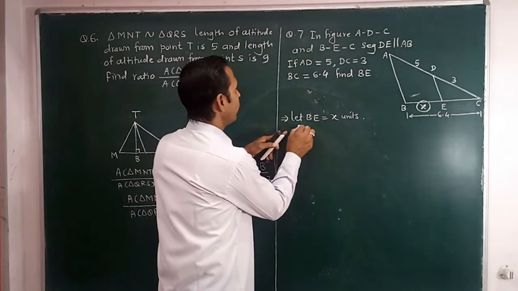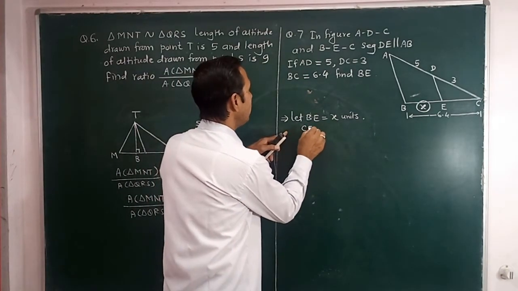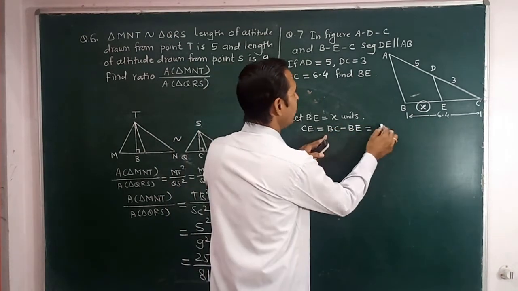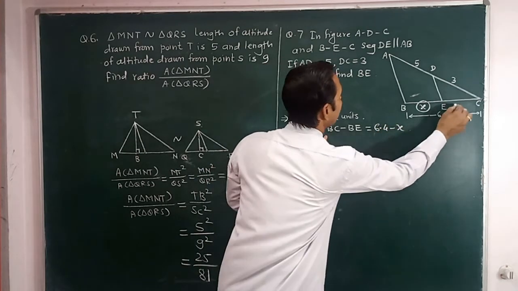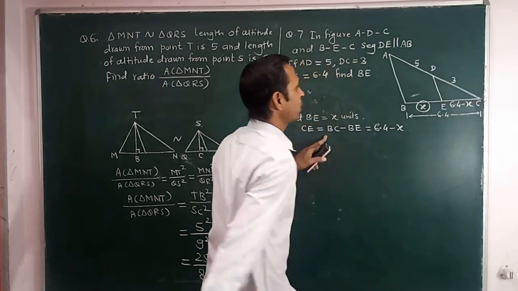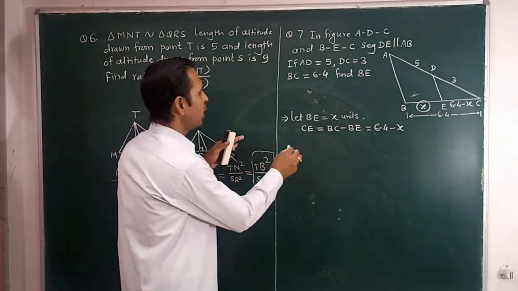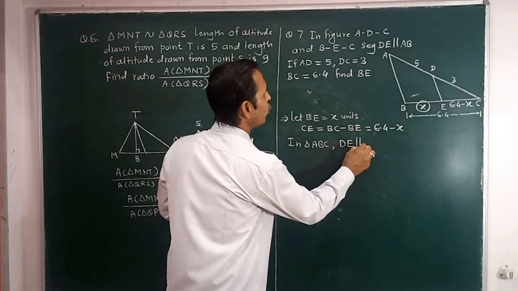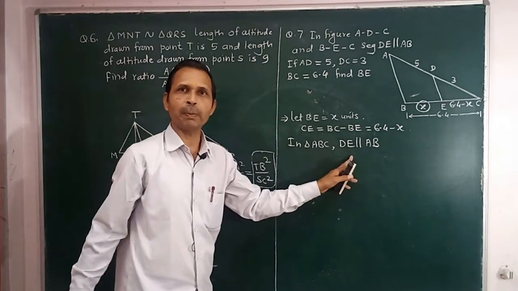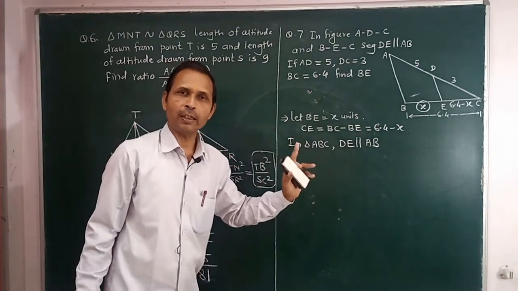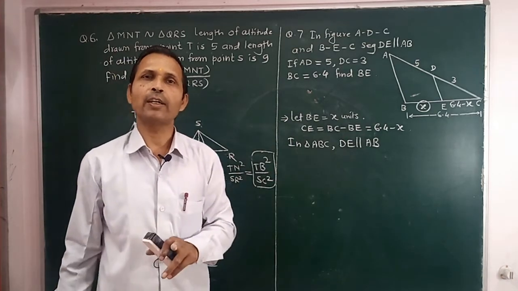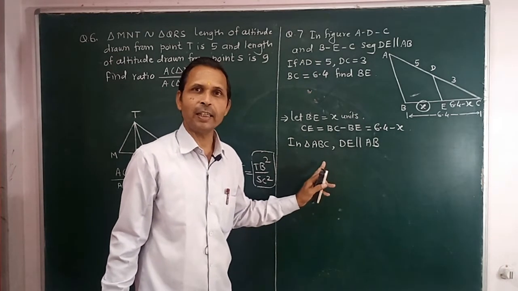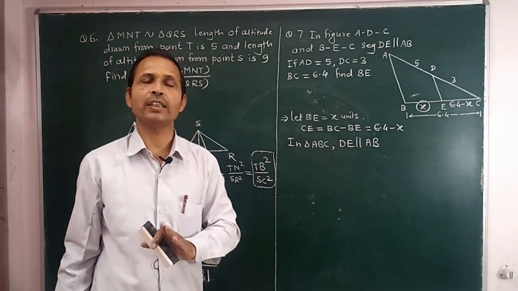Then what is EC, or CE? Then CE is equal to BC minus BE, and what is BC? BC is 6.4, so this value is 6.4 minus x. Now we are given that in triangle ABC, DE is parallel to AB. We know that when a line parallel to one side of a triangle intersects the other two sides at two distinct points, then this line divides the other two sides in the same proportion.